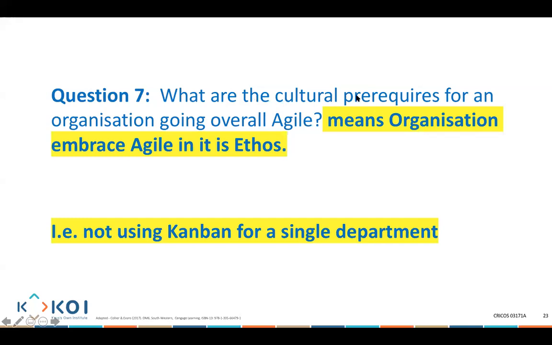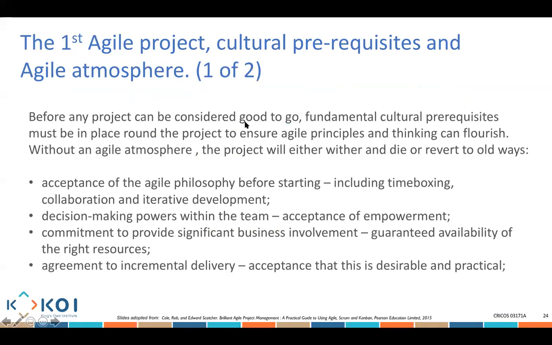Question 7, what are the cultural prerequisites for an organization going overall agile? Embracing agile. Guys, before we can go anywhere, we need to make sure people are accepting the philosophy. We need to train them about various things, train them about collaboration. We need to make sure that the team has the ability to make decisions, and accept that they need to be empowered. We're going to have to have a commitment to provide significant business involvement. We need to speak to them and understand exactly what they need at any point of time so that we can deliver exactly what they need.